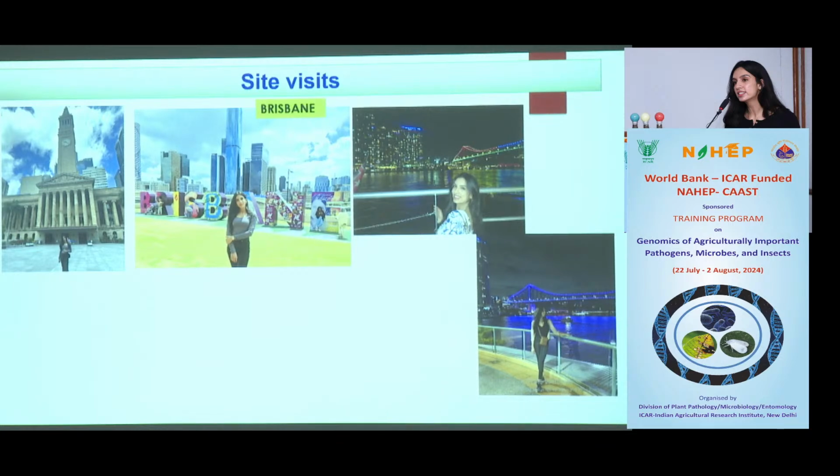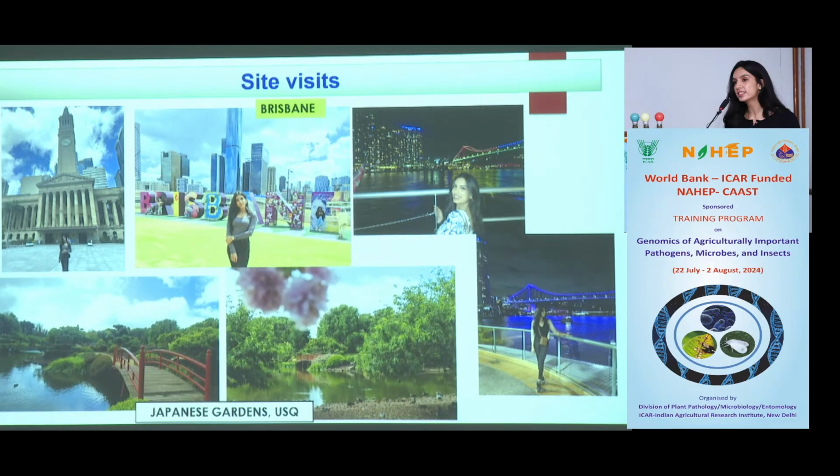A little bit about the sites that I visited in Australia. As I mentioned, Brisbane is the capital city of Queensland. Some of the sites that I visited in Brisbane included the Kangaroo Point cliffs tower and the Story Bridge, and the very important Brisbane sign, and some other things that I observed there. And the University of Southern Queensland has the largest Japanese garden in Australia, which is very, very beautiful and definitely a sight for sore eyes.